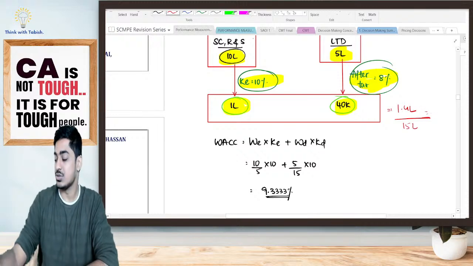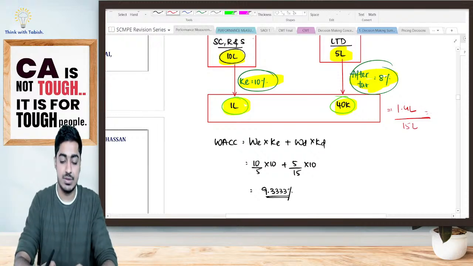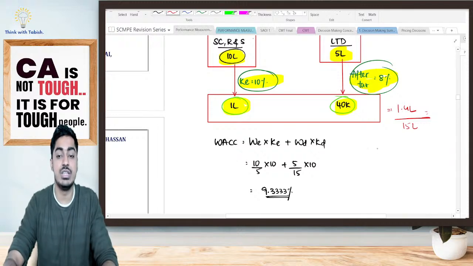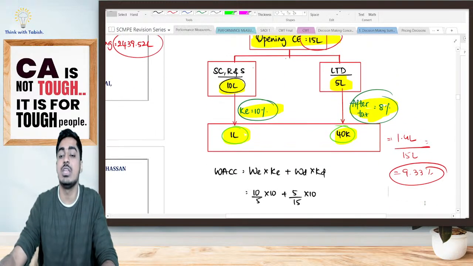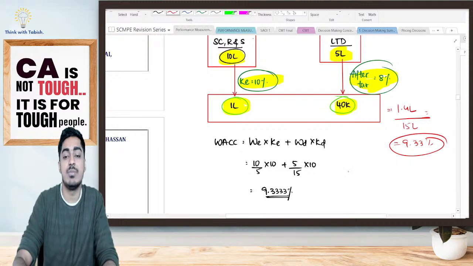That means how much is it going to be? 1,40,000 divided by 15 lakh. It is 9.33%. This is my overall. Can I say that overall on 15 lakh I should be getting 9.33%? I'll get the same answer by this method.